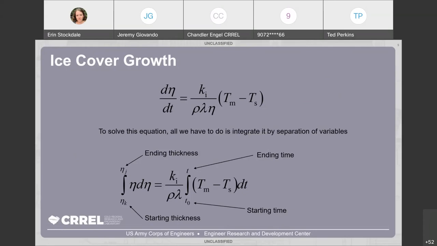So the formulation on the bottom of the slide shows the equation restated using a separation of variables. So that's just setting it up formally for some mathematics to be able to solve for eta. So you can see the non-temperature terms are outside the integral on the right side, and the implication of that is that they're constant with time. They're not going to change.